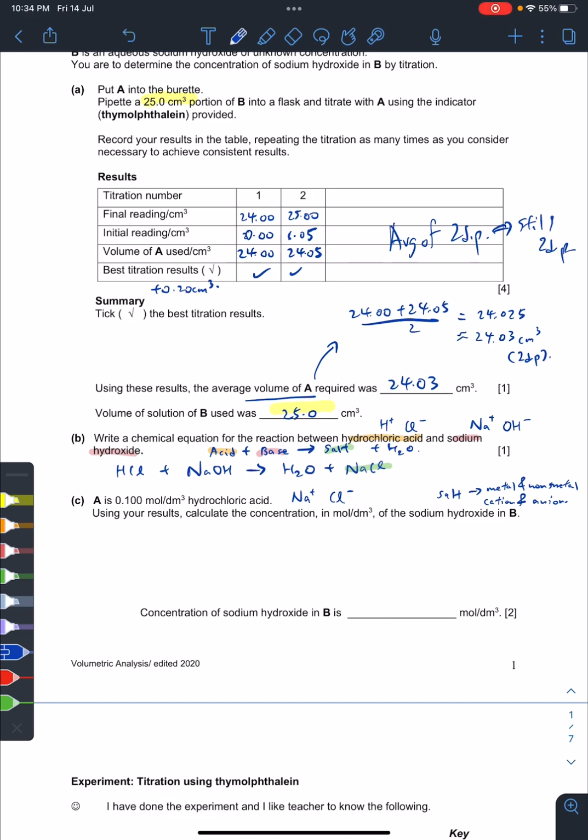Only after you are done writing them, then you balance. Balance is the last thing. And you realize that it's balanced. 1 mark! So you can be assured that anytime we make you write an equation, it is 1 mark in O-level. If I make you write an equation with state symbols, that's 2 marks.